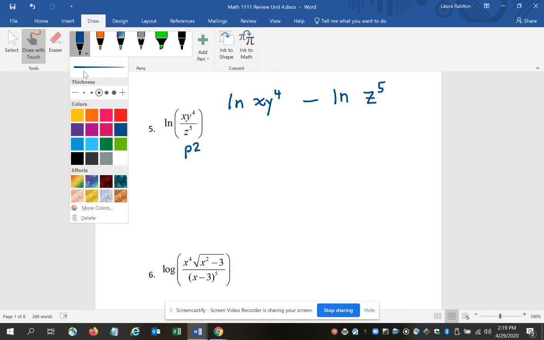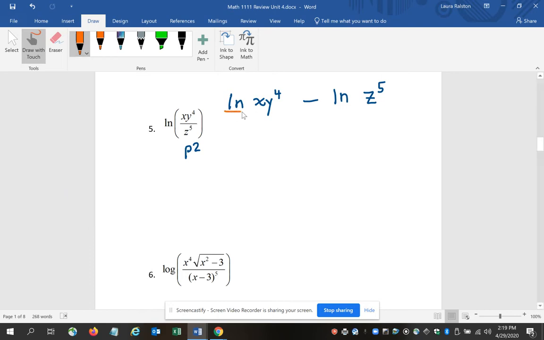Not finished, because I notice in this first term, natural log of x times y to the fourth, that is multiplication, and multiplication is rewritten as addition. That's property 1. So I would expand that out a little bit further. The natural log of x plus the natural log of y to the fourth minus the natural log of z to the fifth. It tags along.